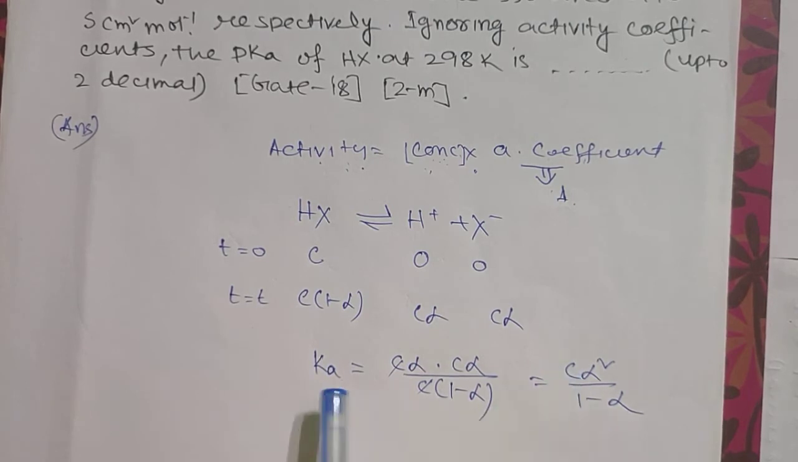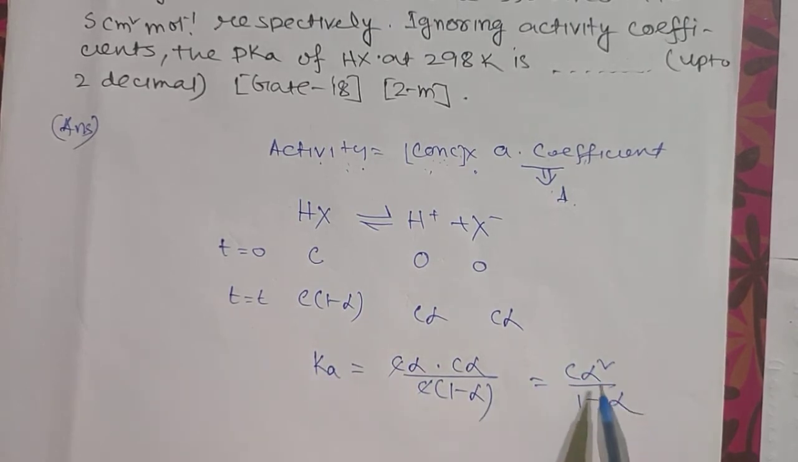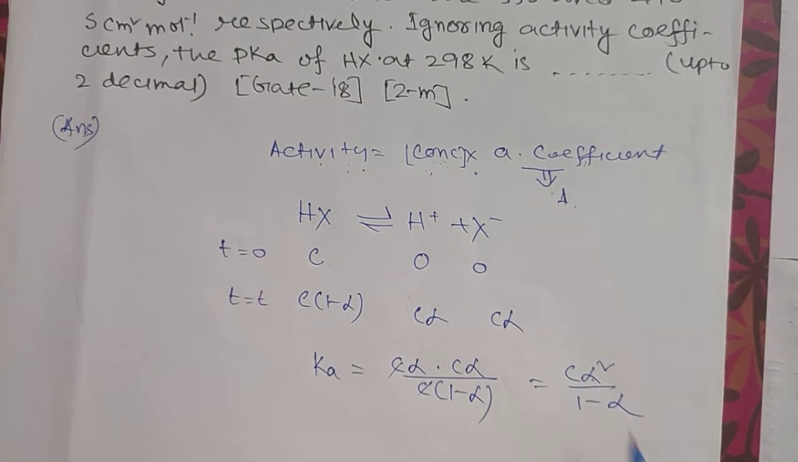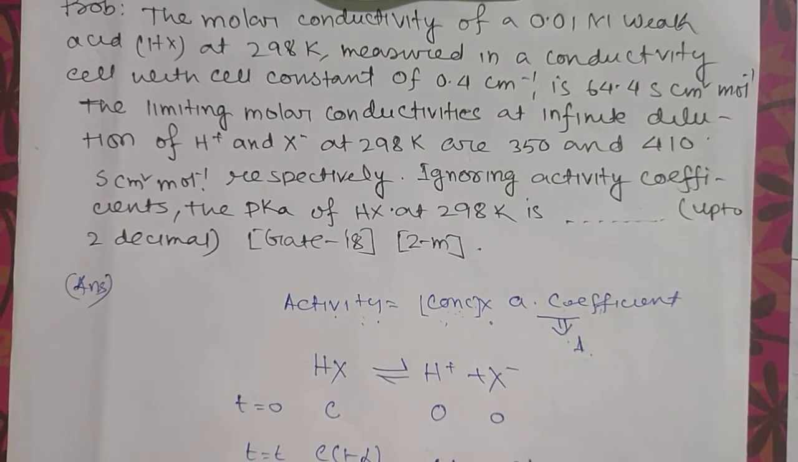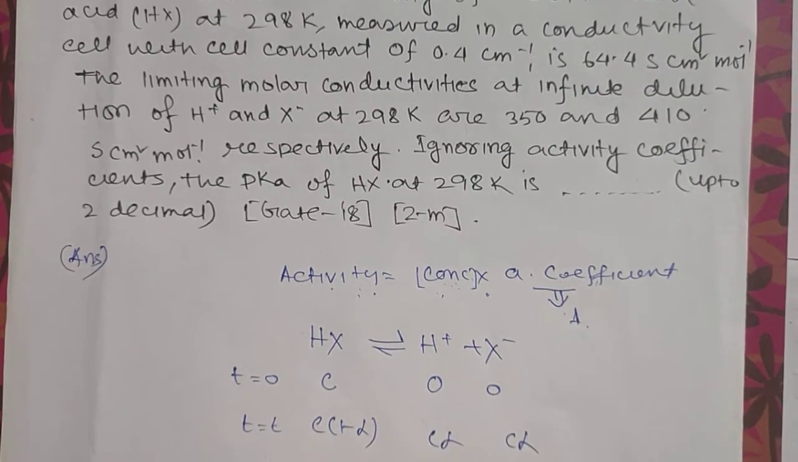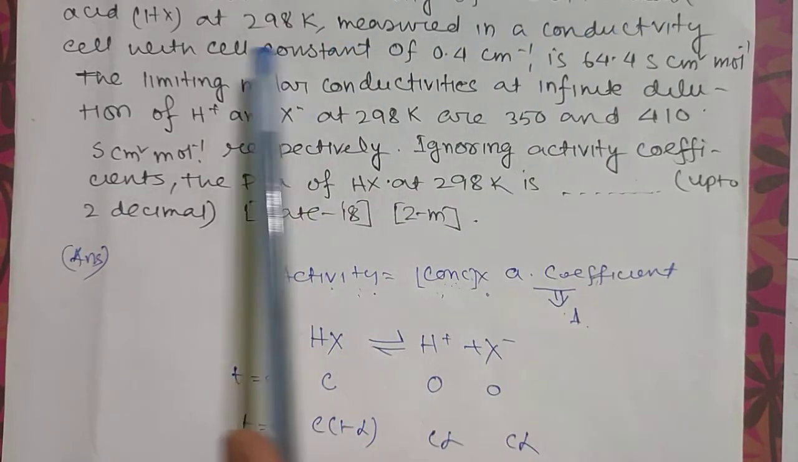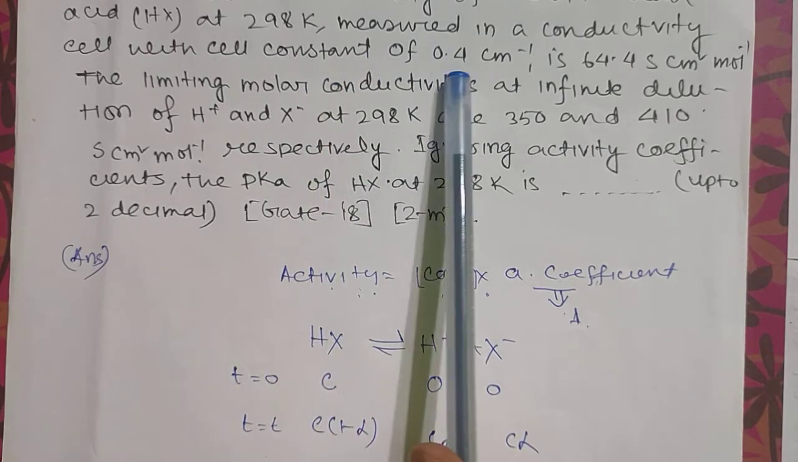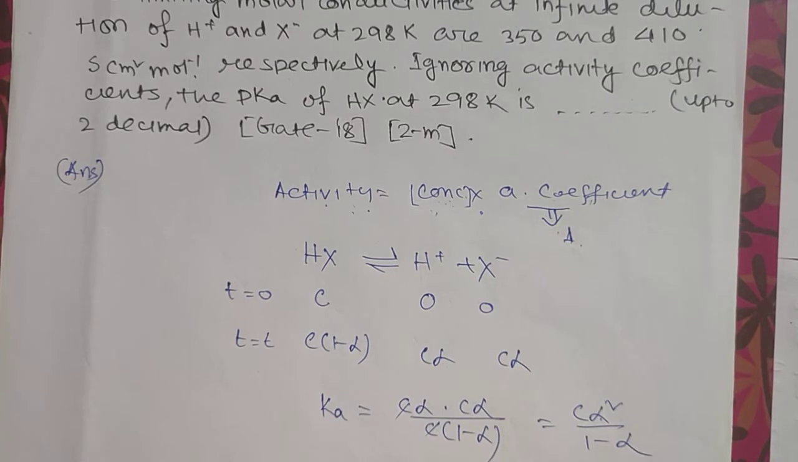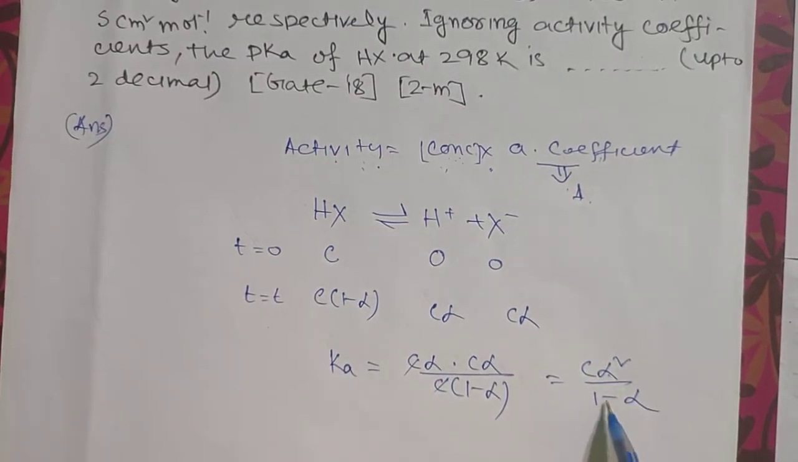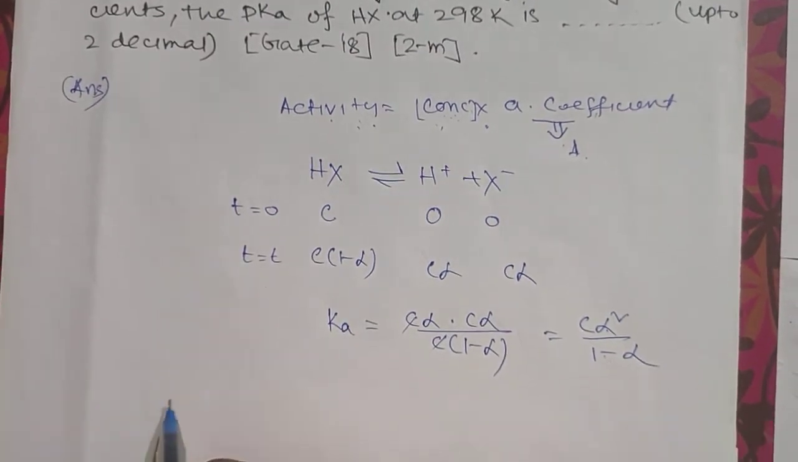Now C is given, so for Ka, C is given. The question is alpha. From where can we get alpha? For conductance, we know that alpha is given as the ratio of the molar conductivity to the molar conductivity at infinite dilution. The molar conductivity is again given. So I am writing the given data here: the molar conductivity is given, the conductivity cell constant is also given, and the limiting molar conductivity is also given.